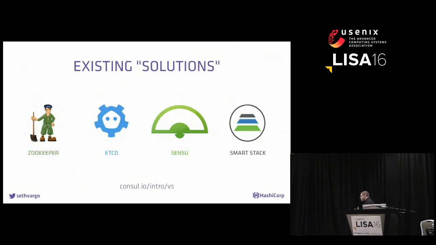So there are some existing solutions to some of these problems. So you may be familiar with Zookeeper. Zookeeper is a service discovery tool, but it doesn't do any of that runtime configuration. It doesn't do that health checking component. You might be familiar with etcd, which is an excellent distributed key value store, but it has nothing to do with service discovery. Sensu is an excellent tool for monitoring, just like Nagios, but it can't react to changes in the system. So it can just alert you, but it can't actually heal or not send traffic to unhealthy nodes.